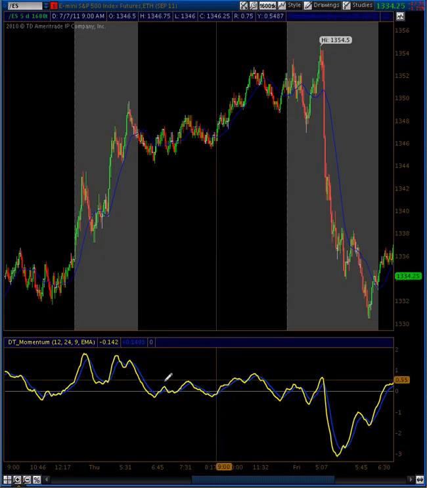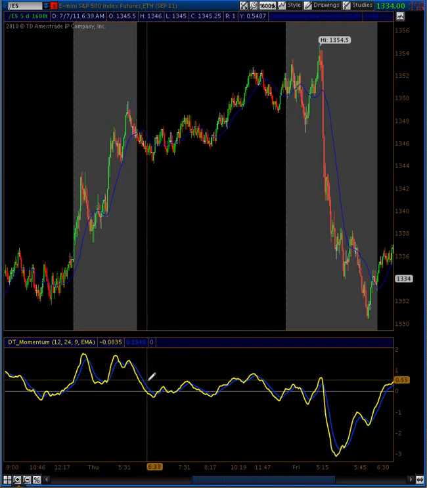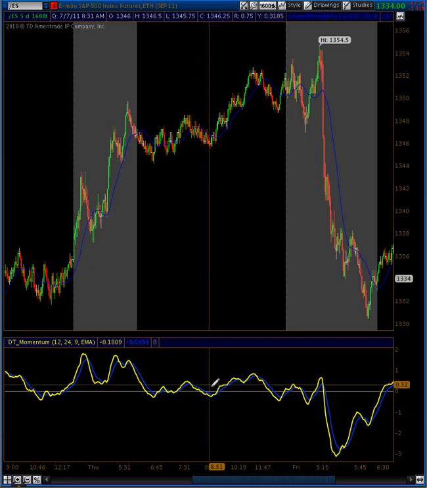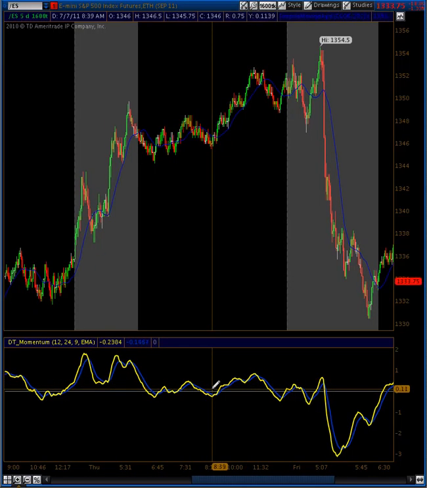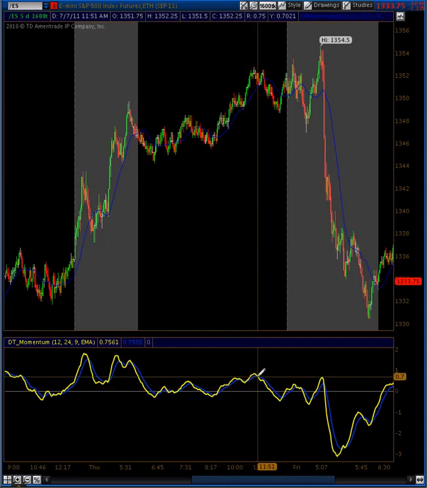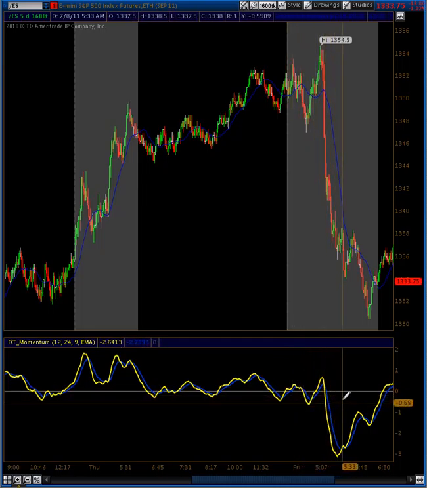How this MACD is constructed: the blue line is your MACD line. It is made up of a 12-period exponential moving average, subtracted from that is a 26-period exponential moving average. So that's how this blue line is formed.